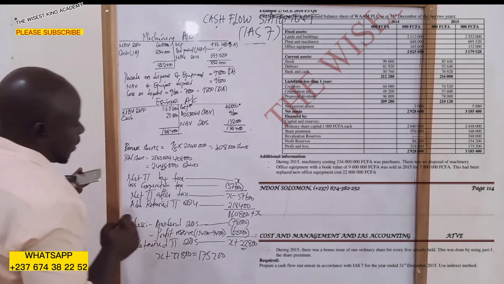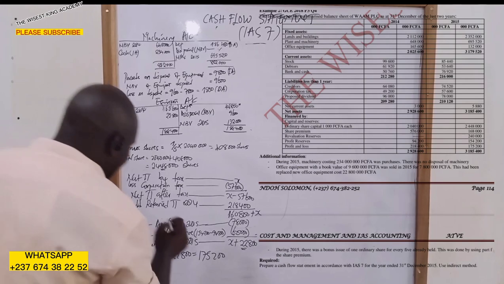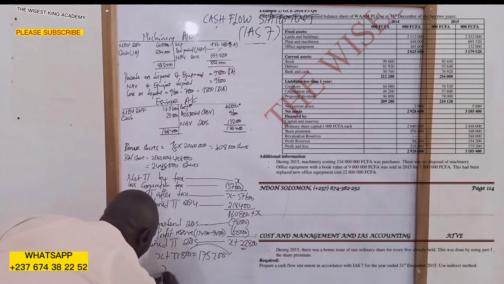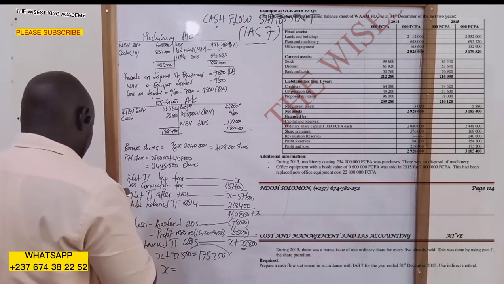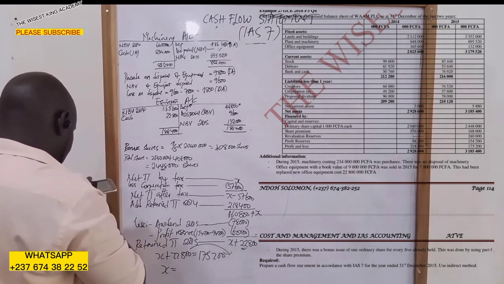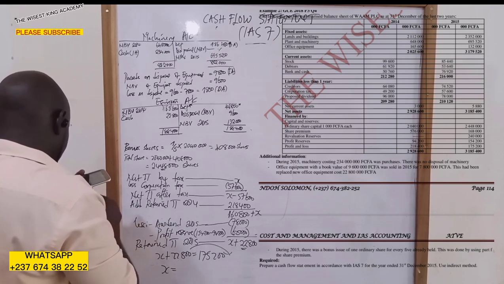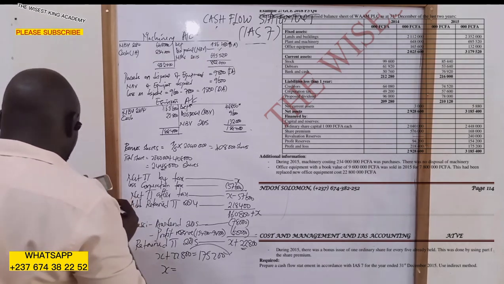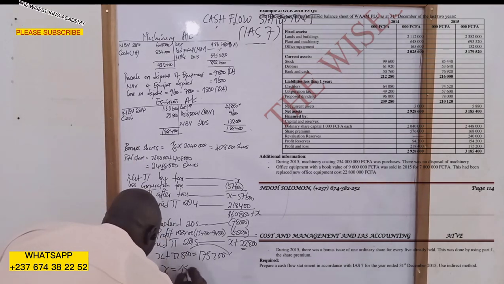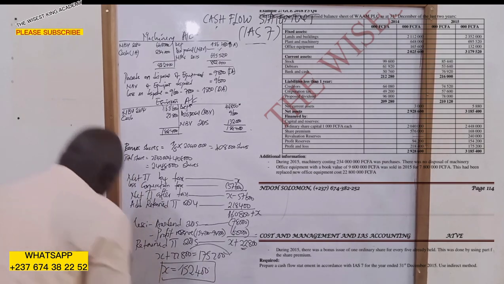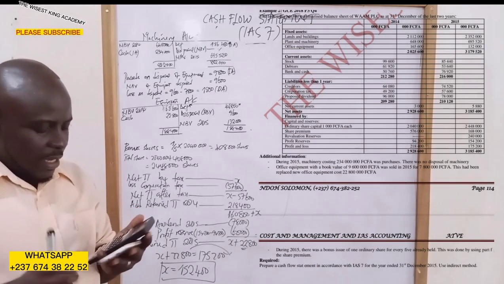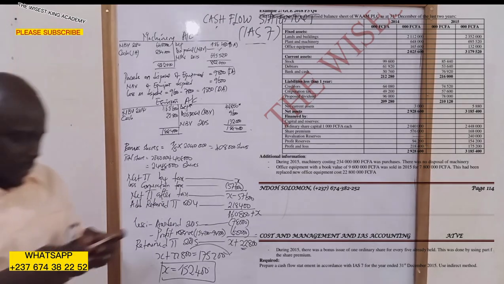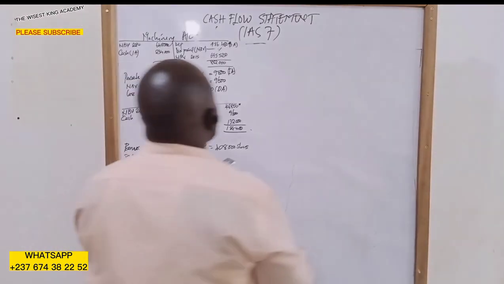175,200. Right? Okay, so if I take this one this way, it becomes negative. So X will be equal to this minus this. So I take 175,200 minus 22,800. So it means the net profit before tax for the period was 152,400. So we are done with the adjustments. Can we go straight to the preparation of our cash flow statement?